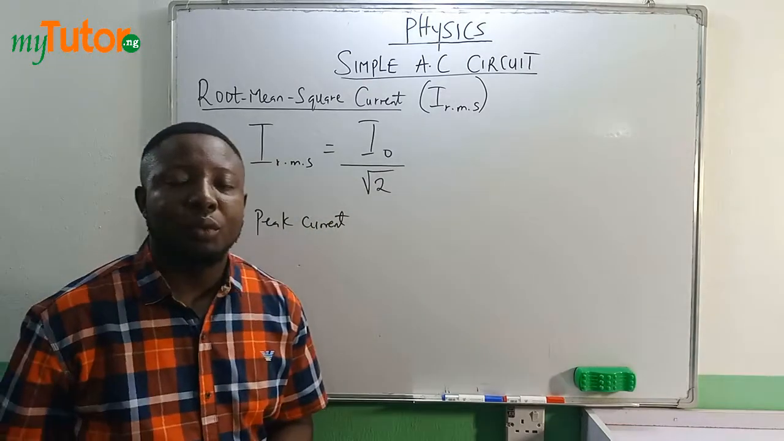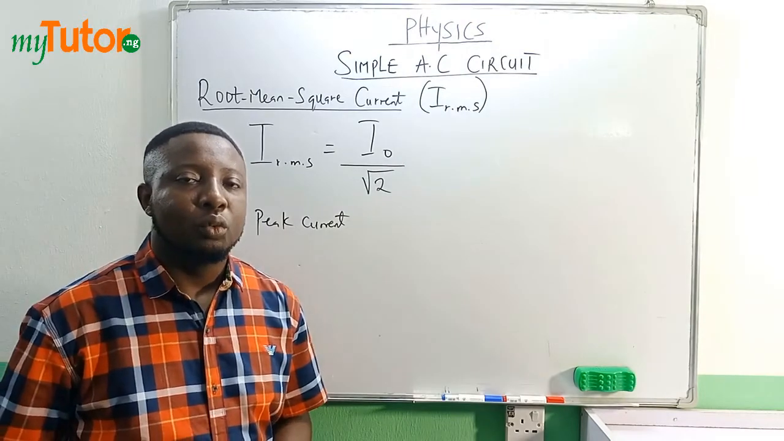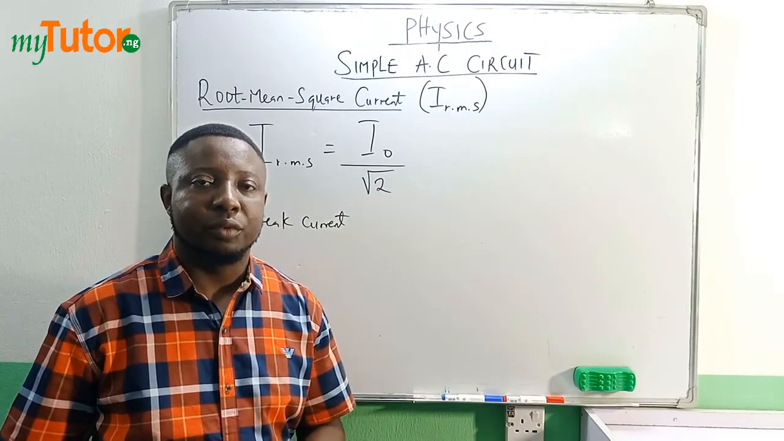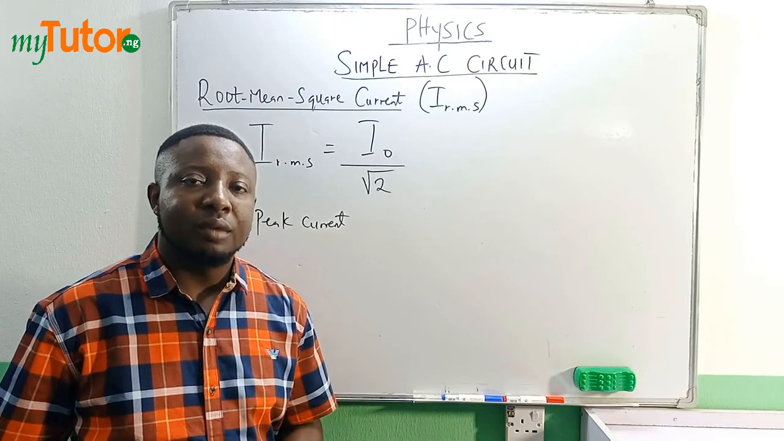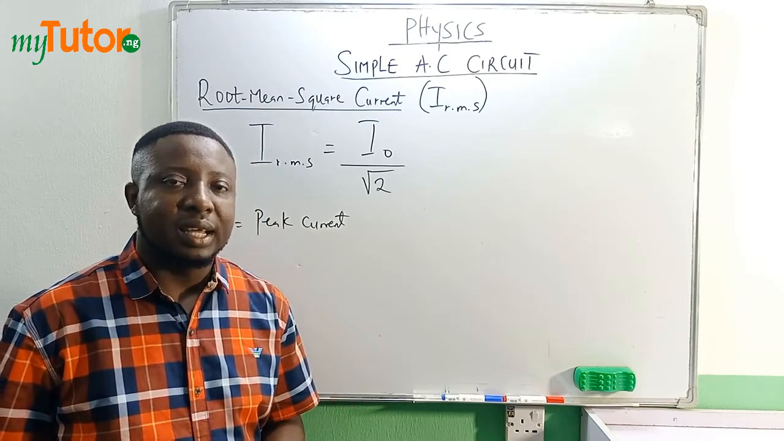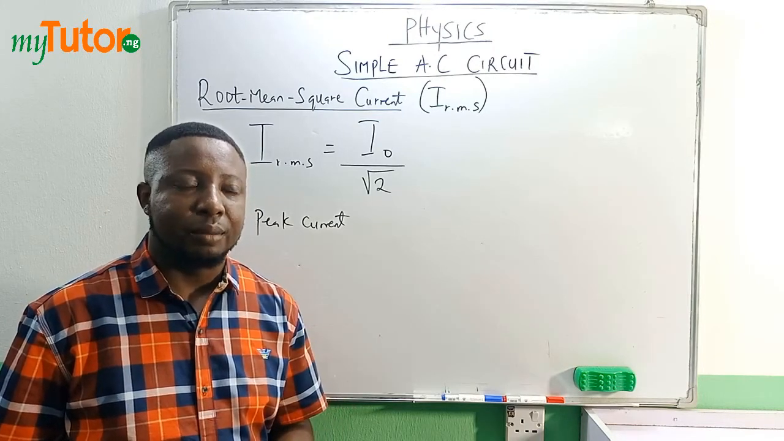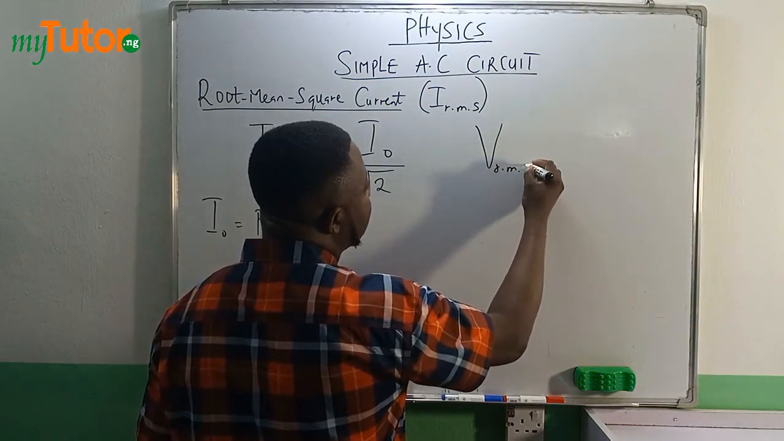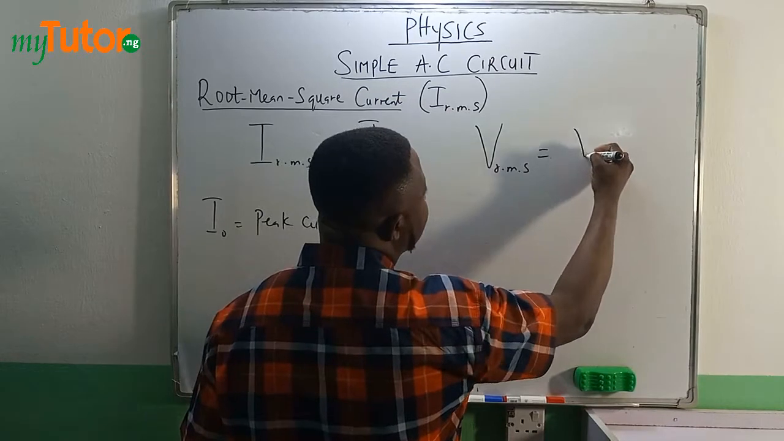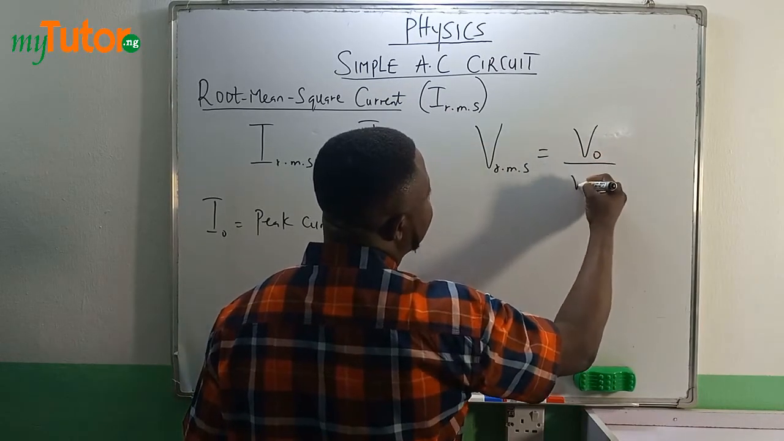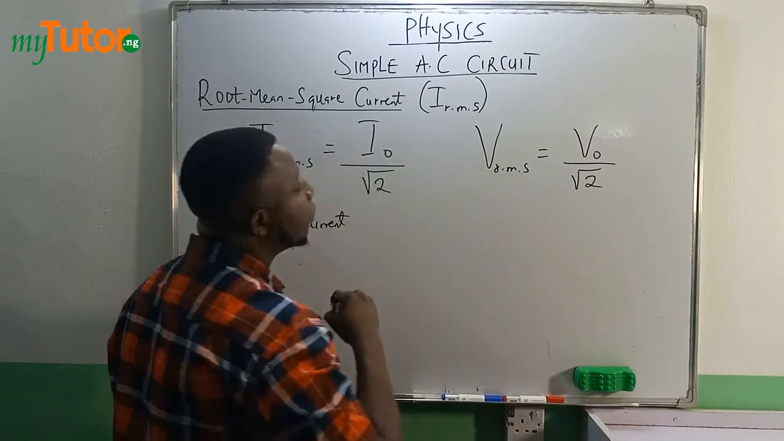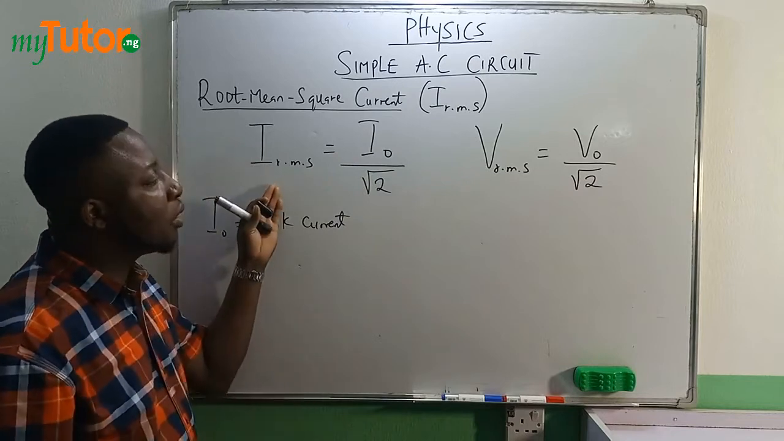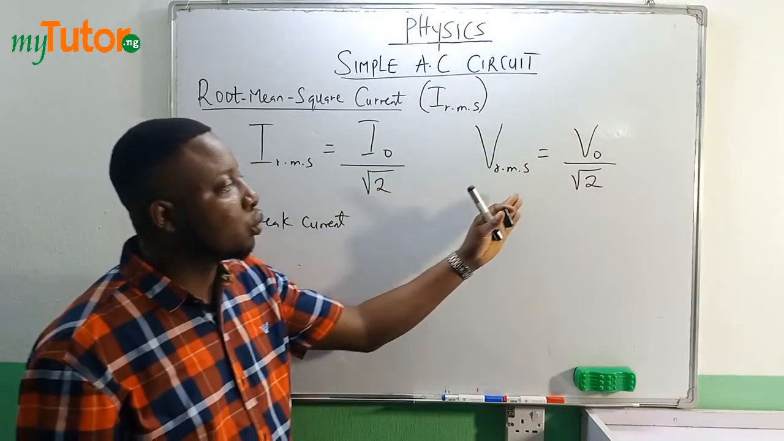In the same way we have the root mean square current, we also have the root mean square voltage. And the root mean square voltage can also be represented by a mathematical formula. So the root mean square voltage, which is our VRMS, is also equal to the peak voltage divided by square root of 2.